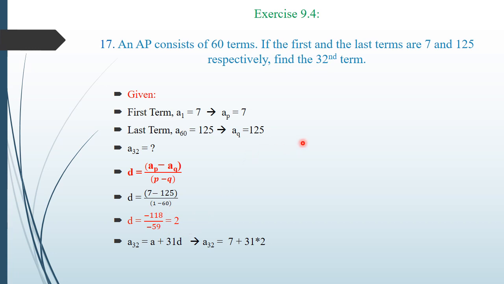Now I want to calculate the 32nd term, which I will represent as A plus 31D, that is A plus N minus 1 into D. N is 32, minus 1 is 31D. Therefore I'll substitute all the known data and I can easily calculate the 32nd term. Therefore the 32nd term of this AP is going to be equal to 69.